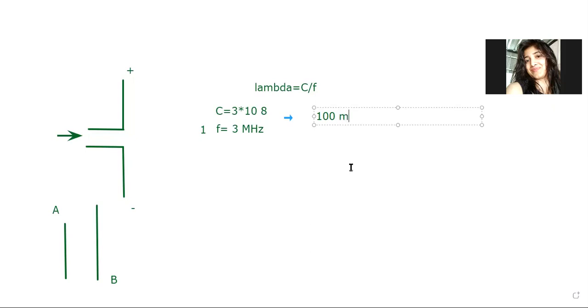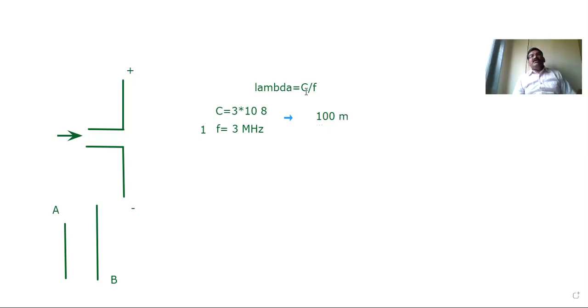Meter. How meter? Because c is meter per second, frequency is per second. Per second will get cancelled, it is meter. So this is called the balancing of units. Okay, so this is 100 meter. Yes, 100 meter is the lambda.